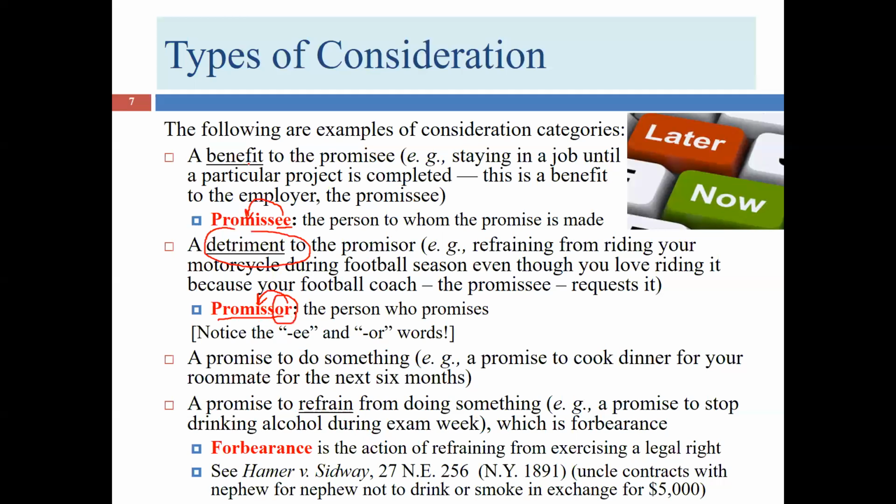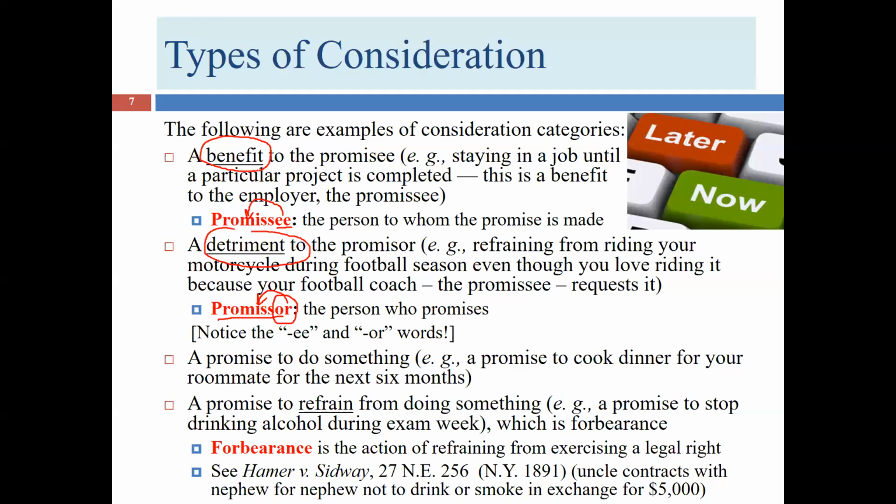Now, you can make an argument that the uncle did benefit from the contract because he cares about the well-being of his nephew, and maybe if his nephew had become kind of this wild kid, maybe that would have reflected poorly upon the uncle and would have damaged the uncle's reputation. We're not sure all the ins and outs of it, but we're sure that it was a detriment to the nephew.